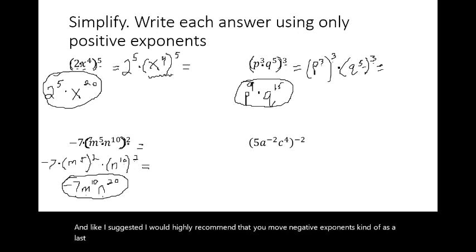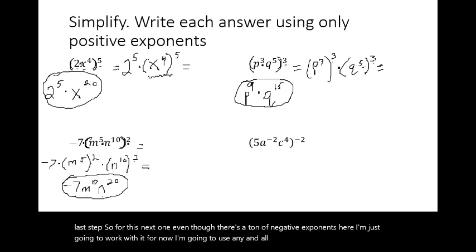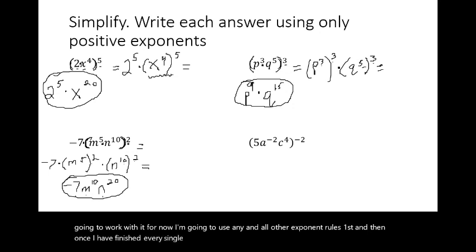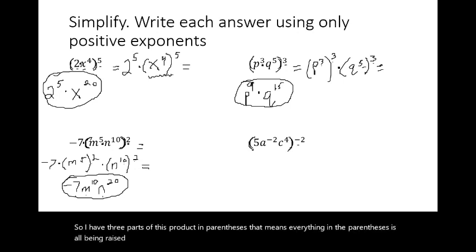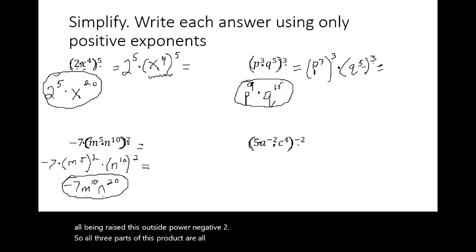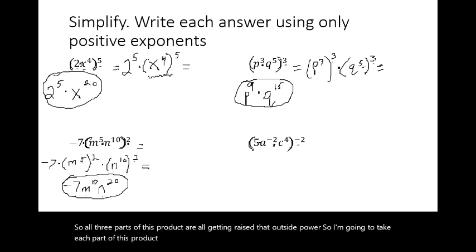So for this next one, even though there's a ton of negative exponents here, I'm just going to work with it for now. I'm going to use any and all other exponent rules first. And then once I have finished every single other exponent rule that I possibly can, then as a last step, I'm going to move negative exponents around. So I have 3 parts of this product in parentheses. So it means everything in the parentheses is all being raised to this outside power -2. So all 3 parts of this product are all getting raised to that outside power. So I'm going to take each part of this product and raise them all to the outside power -2.